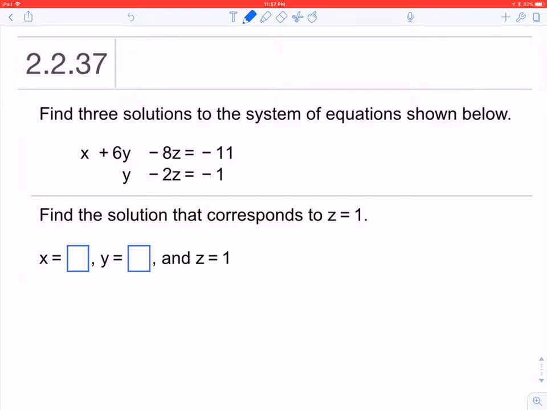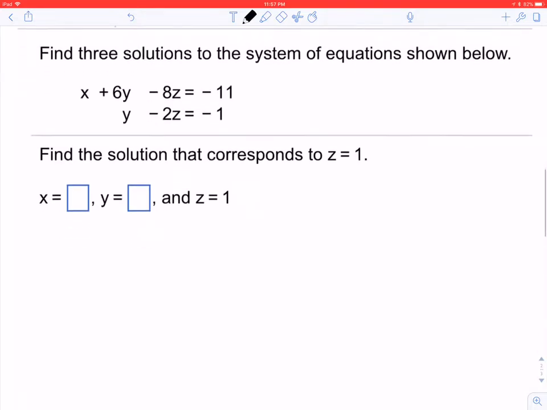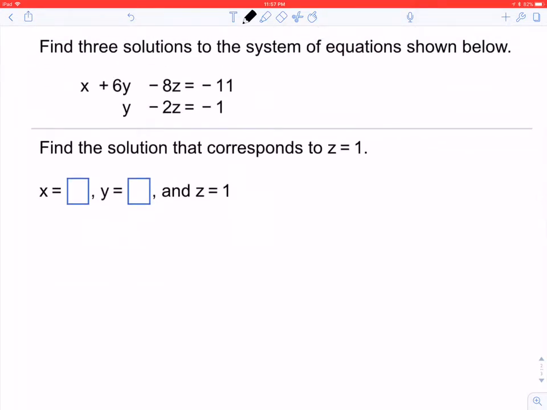So let's take a look at a way to do this, and we're going to use Gauss Jordan Elimination with an augmented matrix. So we have 1, 6, -8, and then -11, and then 0, 1, -2, and -1. So you have the coefficient matrix, and then the solution matrix. Then we're just going to do Gauss Jordan.